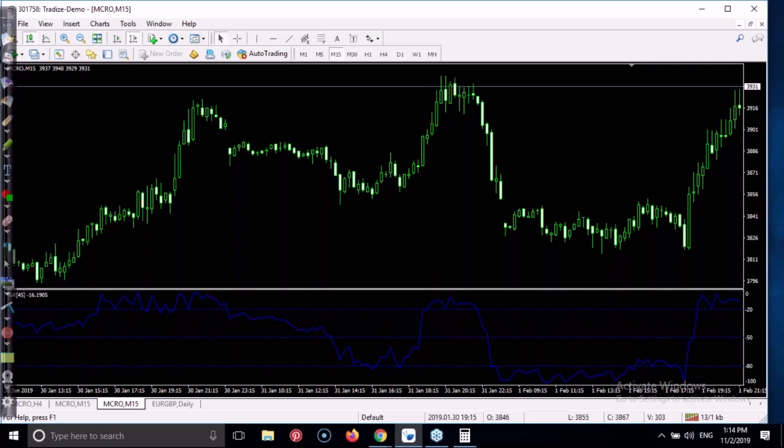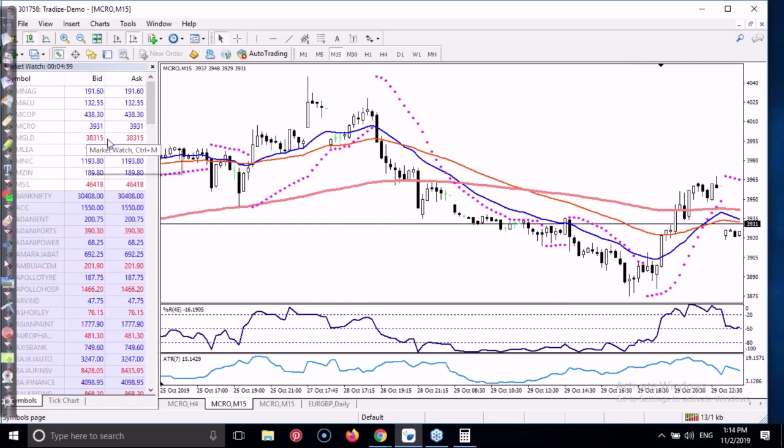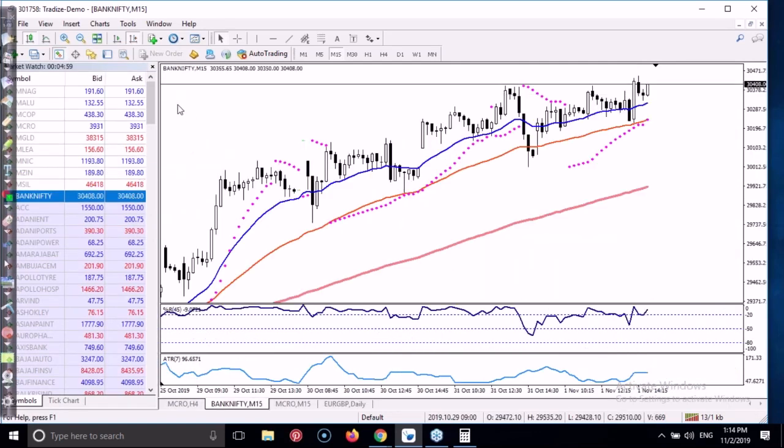Yeah, so Bank Nifty, right? So let me show you Bank Nifty. Most of the people, even I also trade in options.